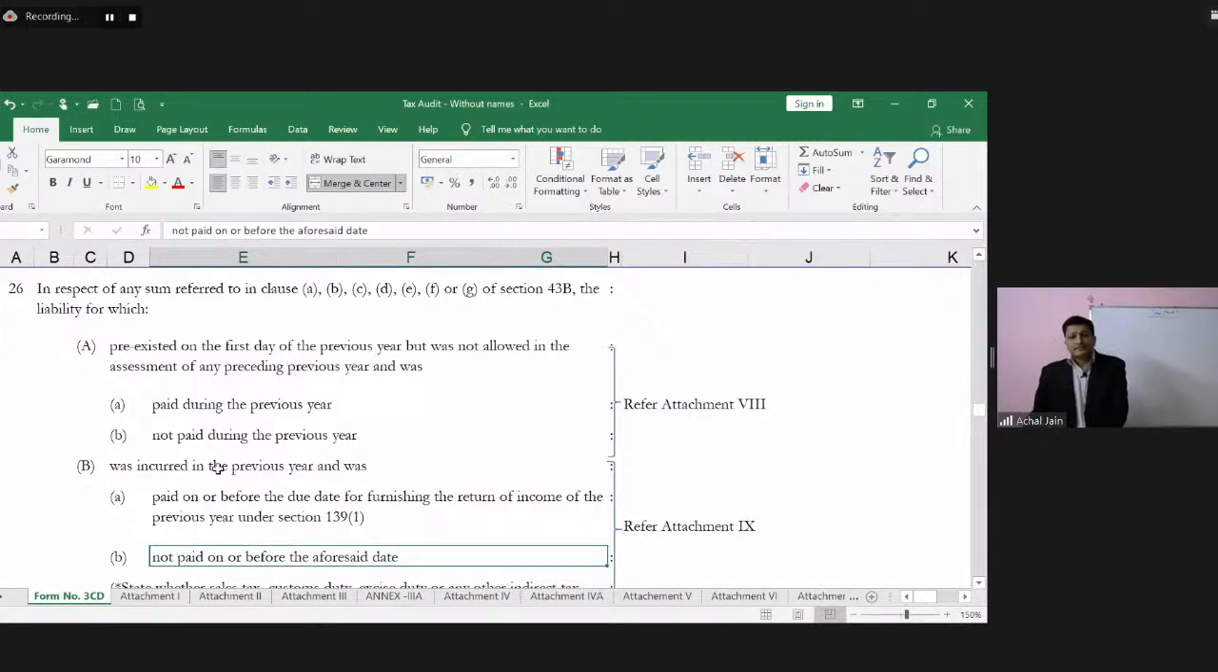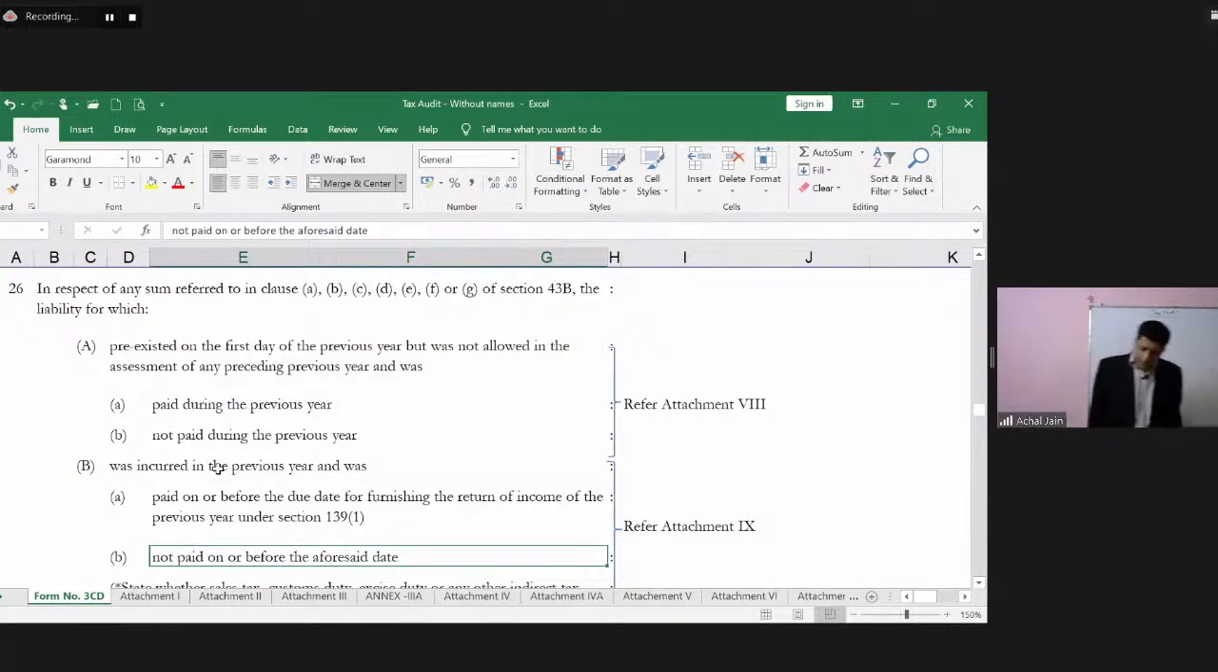Point number B, the liability which was incurred in the previous year and was paid on or before the due date for furnishing return of income of the previous year, or was not paid on or before the due date.